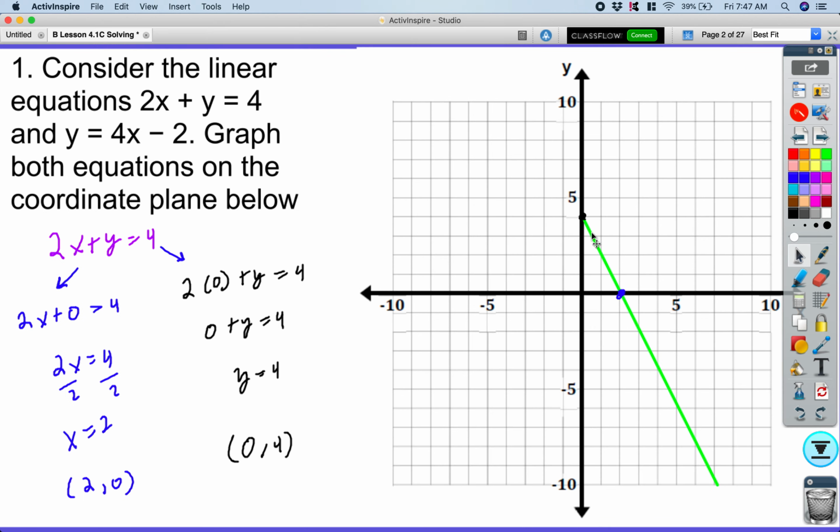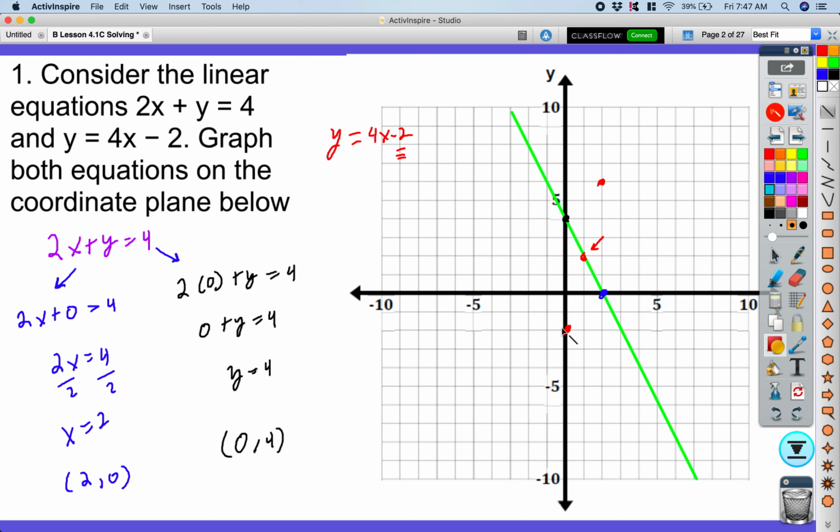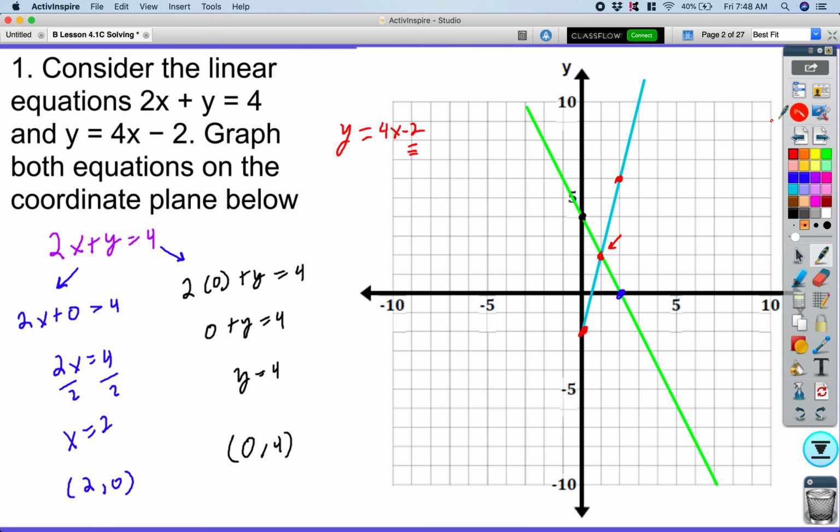Now the next one is in slope-intercept form. I graphed the first one in standard form, and now we're going to look at slope-intercept form. In red, I have the equation y equals 4x minus 2. I start at the y-intercept, which is negative 2, and put a point there. I go up 1, 2, 3, 4 over 1, up 1, 2, 3, 4 over 1. We can see that line lands right on the green one. When I draw the line going across, you're going to be able to see that these two lines intersect at that point right there. And that point of intersection is 1, 2.